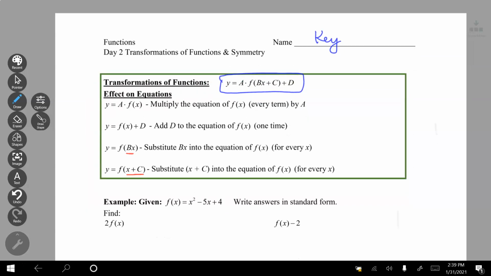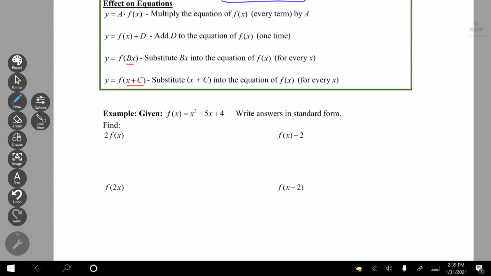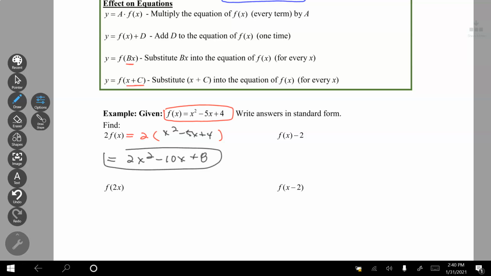So we're going to work this with this example where I give you a function, and the first problem says 2 times this whole function. Just distribute: 2x squared minus 10x plus 8. Now technically, if you would graph these two functions, the one I did in the red and the one I did in the black, the one in black would be vertically stretched twice as big as the first function.